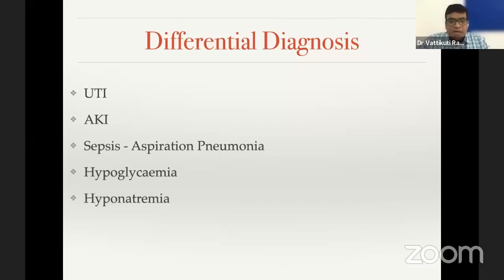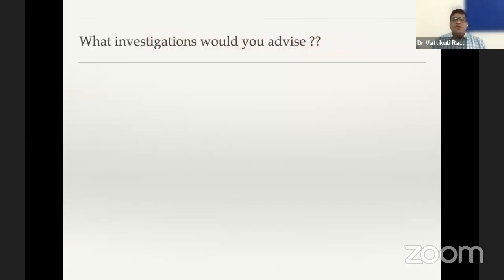The other differential diagnosis would be hyponatremia, and in any elderly patient with background coronary artery disease, diabetes, hypertension presenting with altered sensorium, definitely stroke has to be ruled out. And the other differential diagnosis with the COPD background would be chronic type 2 respiratory failure, that is CO2 narcosis. So what investigations would you advise in this patient?